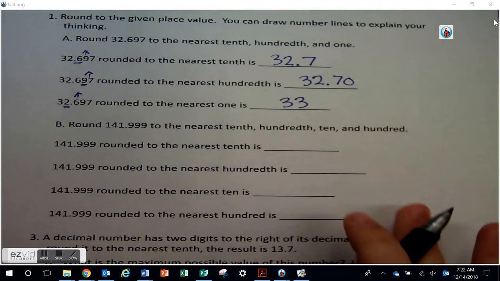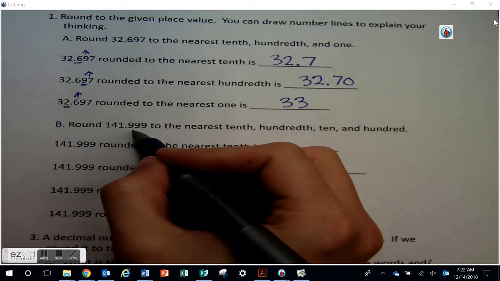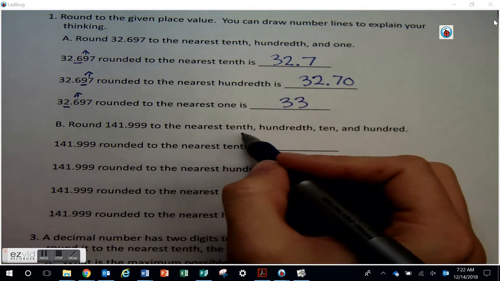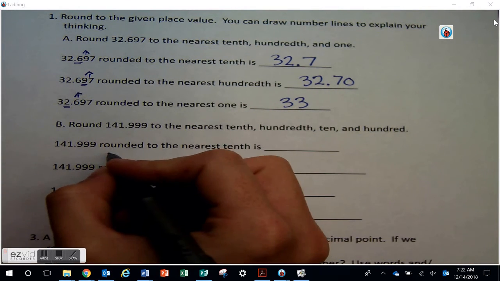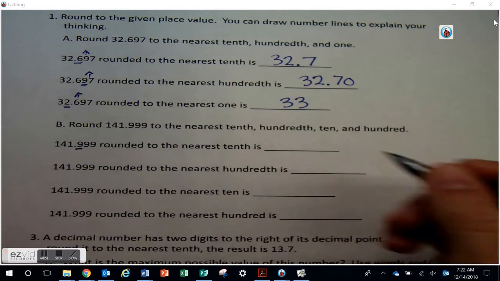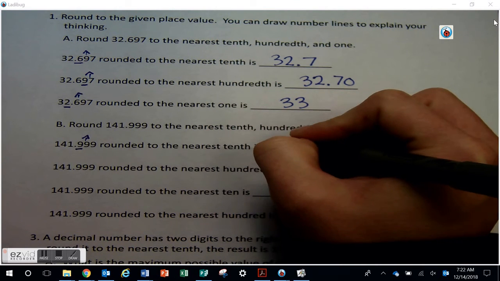Round this number, 141 and 999 thousandths, to the nearest tenth, hundredth, 10, and hundred place. Round to the nearest tenth, so here's my tenths place. This 9 makes that 9 round up, so I would round to 142.